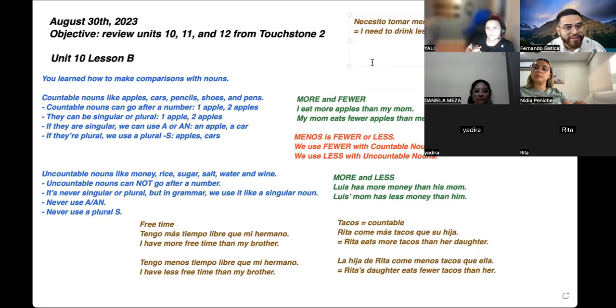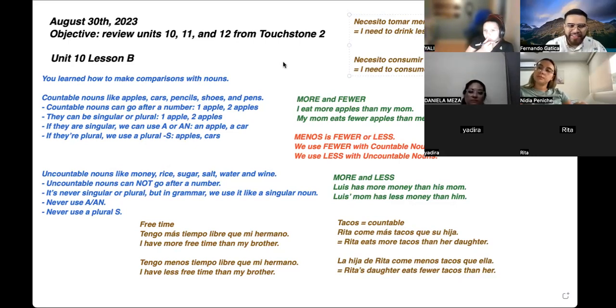Countable or uncountable? Countable, right? 1, 2, 3, 5 calories. Now, how do I say "necesito consumir menos calorías" in English? I need to consume less... No, it's not less, it's fewer calories.